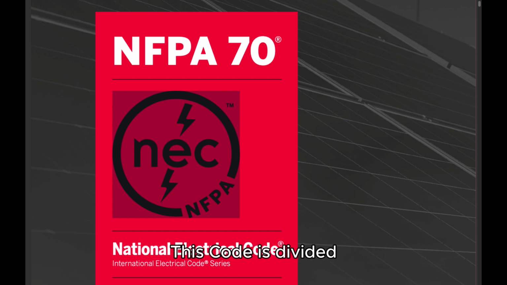90.3 Code Arrangement. This code is divided into the introduction and 9 chapters, as shown in Figure 90.3. Chapters 1, 2, 3, and 4 apply generally. Chapters 5, 6, and 7 apply to special occupancies, special equipment, or other special conditions, and supplement or modify the requirements in Chapters 1 through 4. Chapter 8 covers communications systems and is not subject to the requirements of Chapters 1 through 7, except where the requirements are specifically referenced in Chapter 8. Chapter 9 consists of tables that are applicable as referenced. Informative annexes are not part of the requirements of this Code, but are included for informational purposes only.